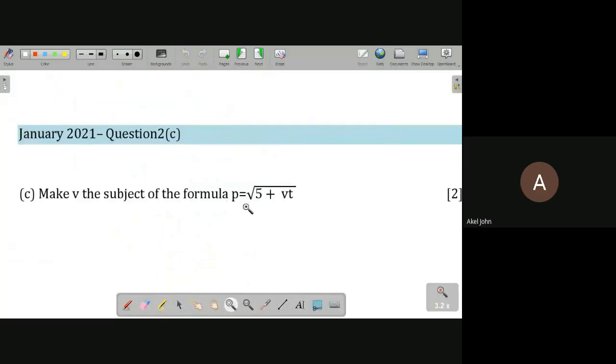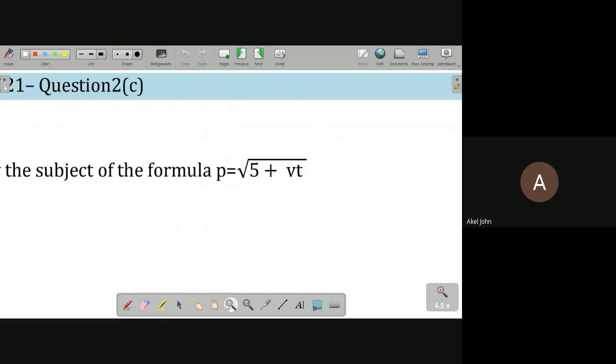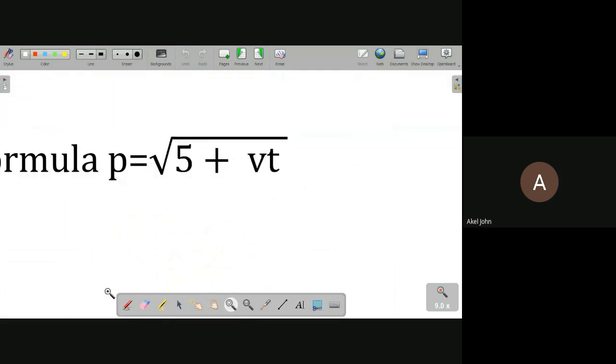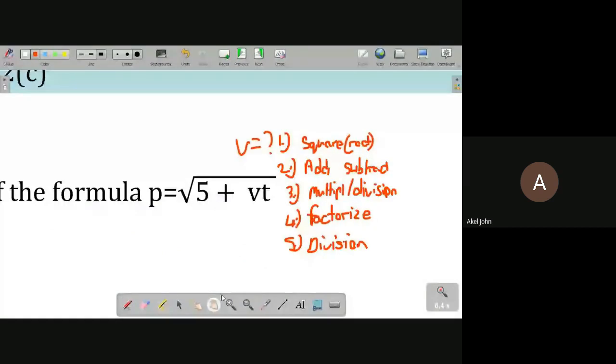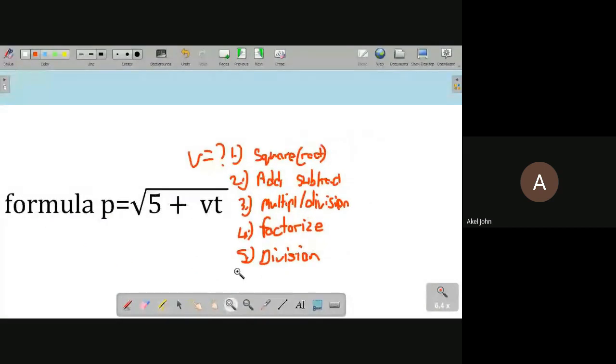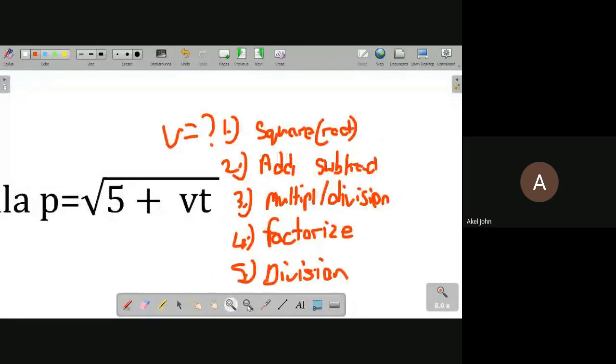One is from January 2021, question 2C, and it says make V the subject of the formula. We're trying to make V the subject of the formula. What might be helpful to use when you're doing these things, there isn't a particular order per se. You have to watch each question and identify the order in which you need to tackle it. There isn't a set or specific order of operations per se, but this is usually the order in which it can most times be done.